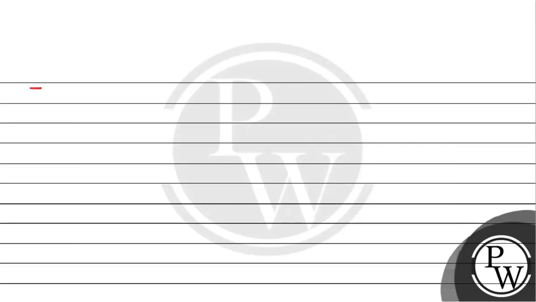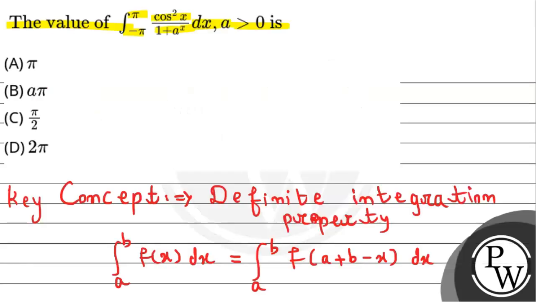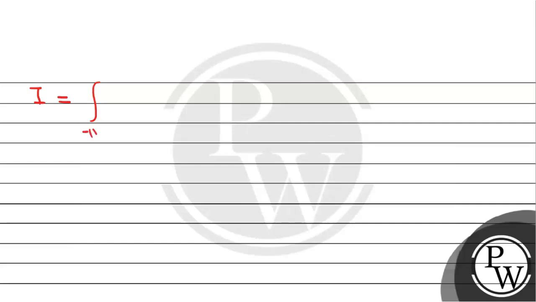So first of all, let the given integration I be equal to the integration of minus pi to pi cosine square of x divided by 1 plus a to the power x dx, for a greater than 0. We will call this equation first.